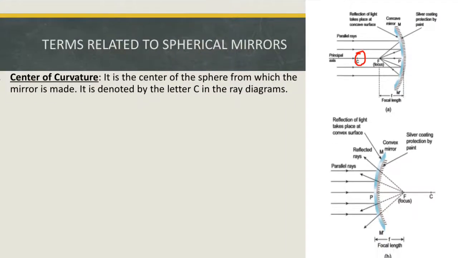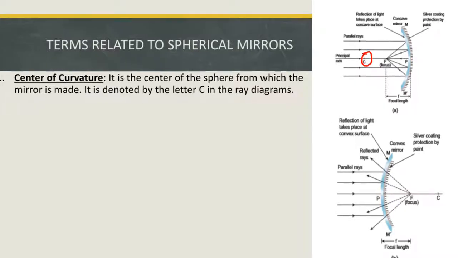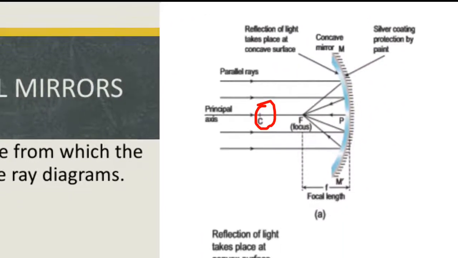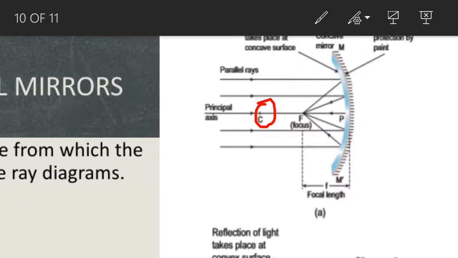You can see the concave mirror will have the center of curvature on the side of the reflecting surface, right? This is the reflecting surface, this side it is, and the center of curvature is also on the side of the reflecting surface.